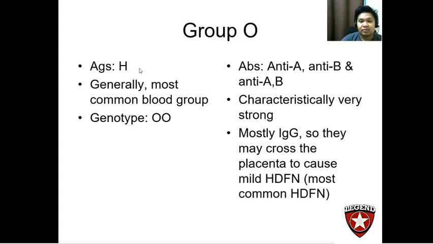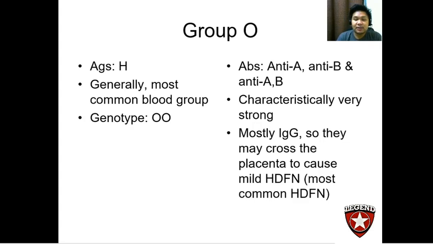Generally, this is the most common blood group, and for you to be of the group O type, your genotype should be homozygous for O. You should not inherit A or B. The antibodies of your group O patients could be anti-A, anti-B, and anti-AB. The anti-AB is usually of IgG nature. Characteristically, they react very strongly, and as mentioned, mostly they are IgG.